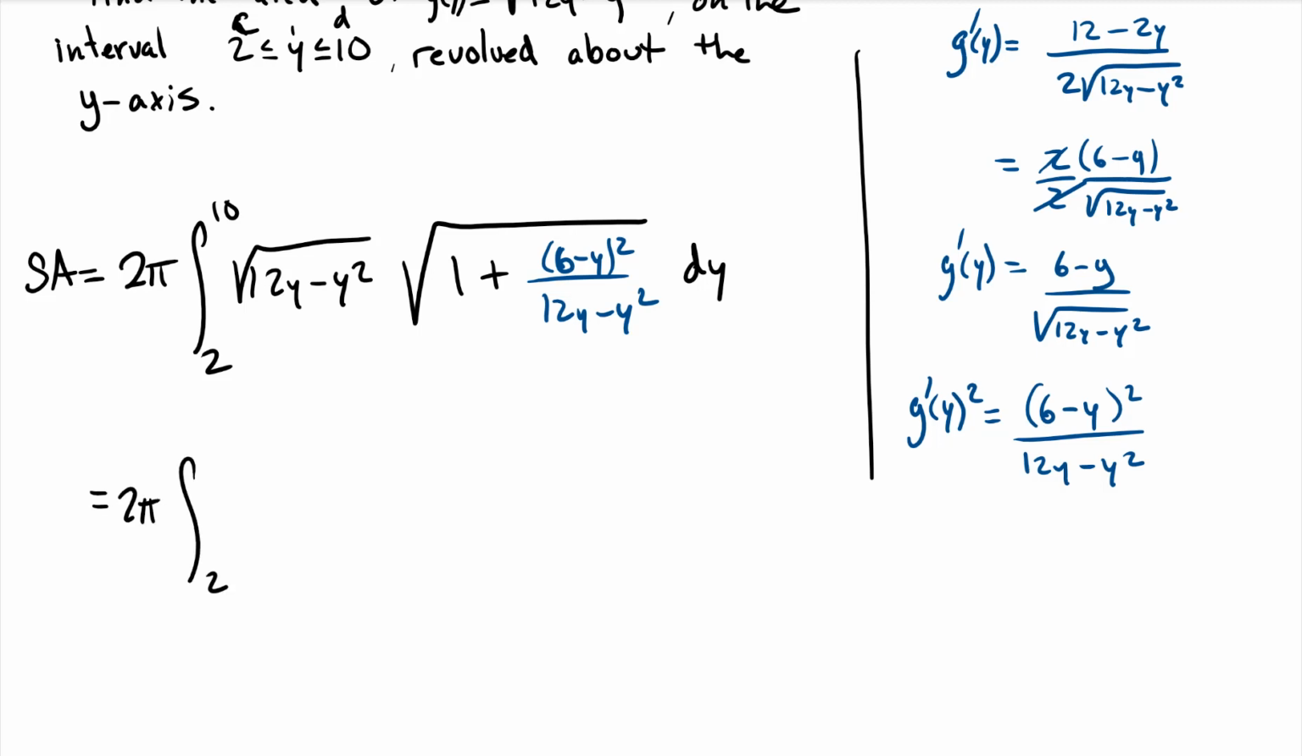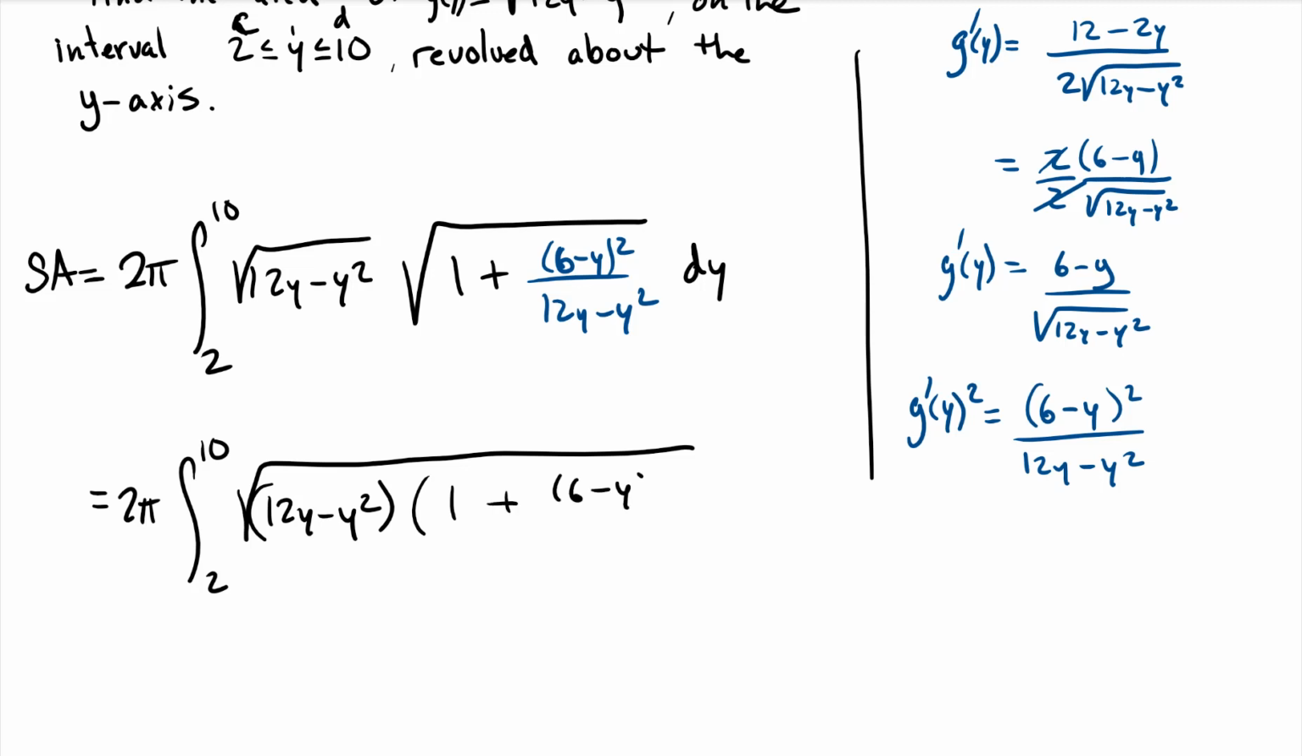So the integral from 2 to 10. And again, I'm just going to use the fact that they both have a root. So it's 12y minus y squared times 1. Yeah, I think this is the way to go. It seems like it, because this and this are going to cancel, so I'm guessing that's the way we should go. Let's find out. So we'll place that there, and we'll place that there.